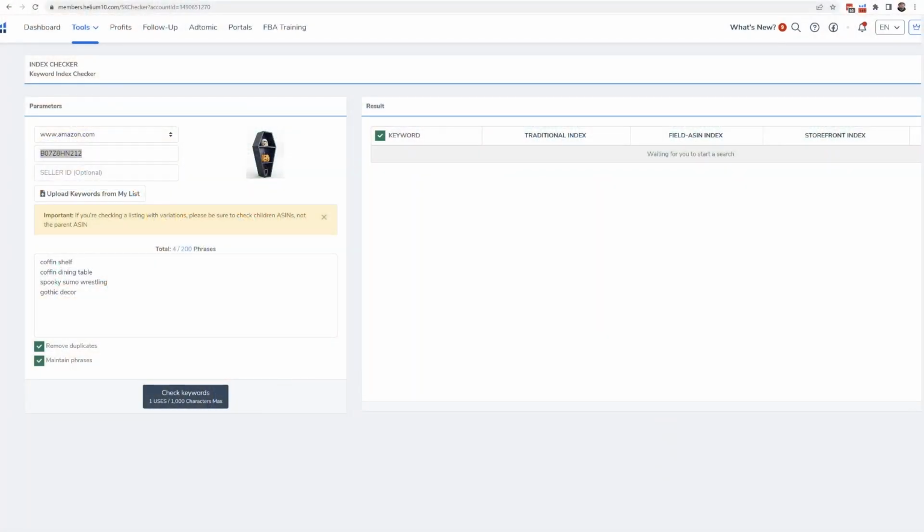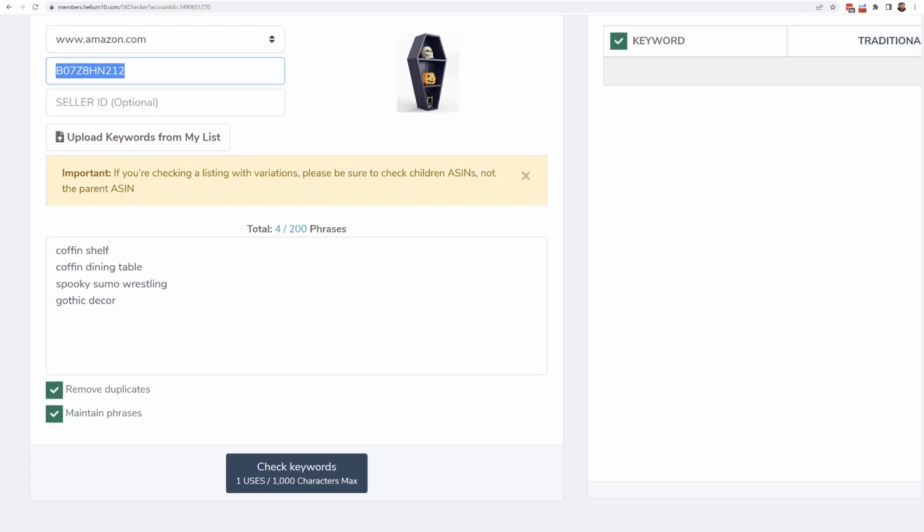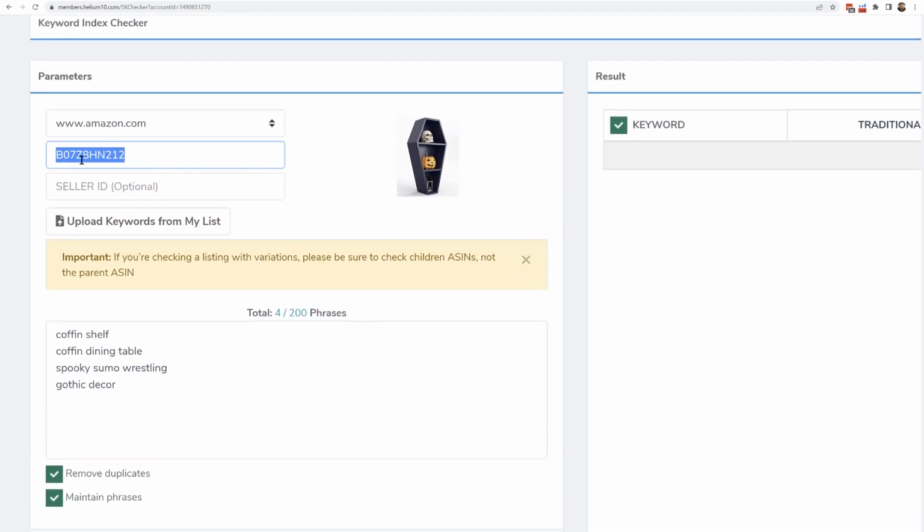You're going to use the Helium 10 tool, which is one of the very first Helium 10 tools we ever made. It's called Index Checker. For you old school people, this tool used to be called 5K Checker. All right. So here's our coffin shelf I have on my screen here. And all I have to do is put the ASIN in. I don't have to do this seller ID. That's only if I need advanced searching. So just put the ASIN in, guys.